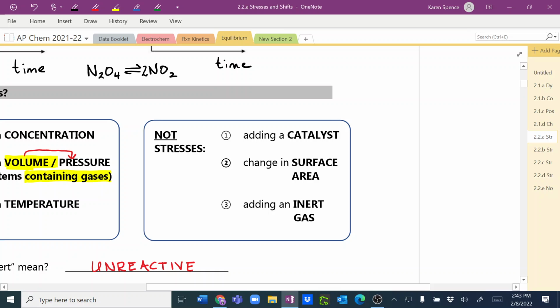Adding an inert gas changes the overall pressure, but it doesn't change the partial pressures of each of the reactant gases. So it doesn't change the amount of collision between the reactant gases. You still have the same. If you think about it like gas concentration, the concentrations of them haven't changed. If you squish a container, all of the partial pressures get higher, all the concentrations get higher. Yeah? So a catalyst doesn't, because it affects both rates equally.